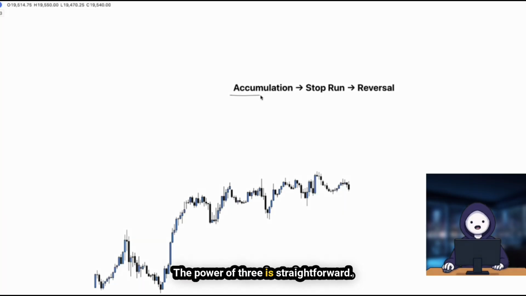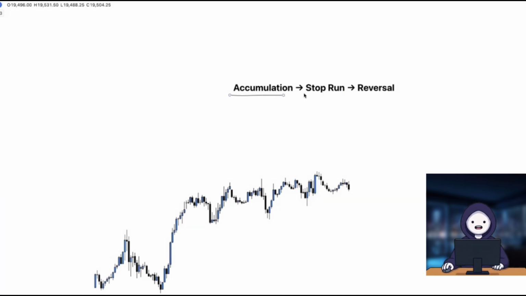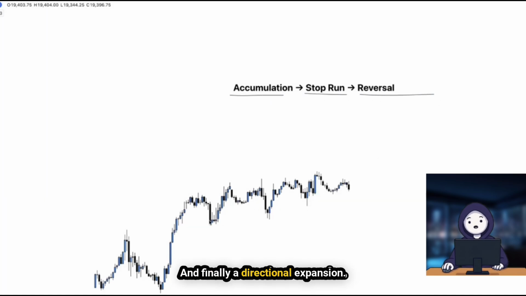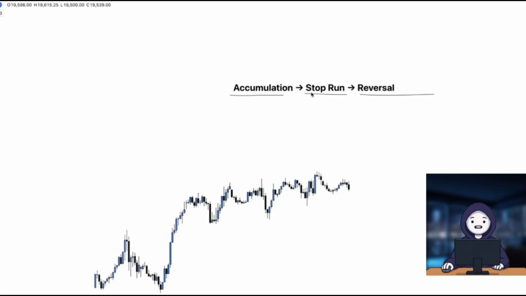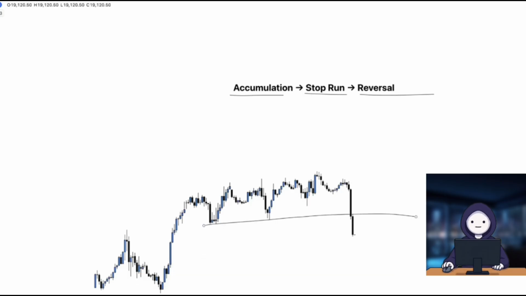The power of three is straightforward. It states that markets move through three phases: accumulation, then a stop run, and finally a directional expansion. You can see it clearly here. Price builds this accumulation phase, which is essentially a consolidation. If we're in a bullish context, what follows is a stop run below the accumulation, targeting the lows.